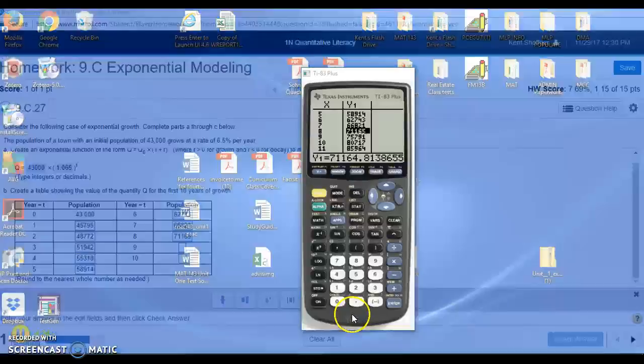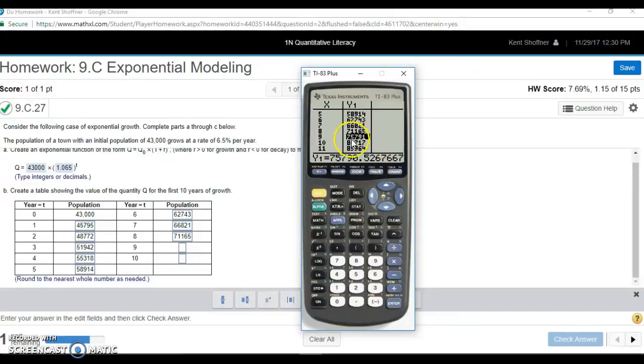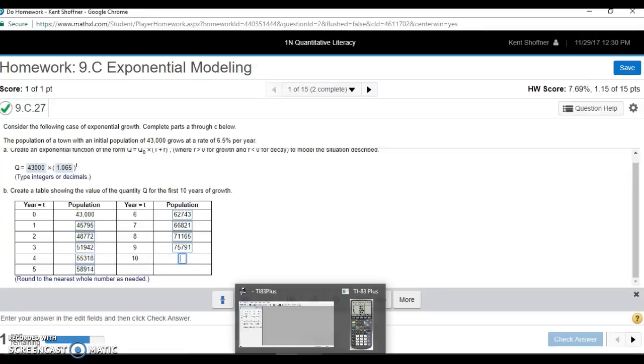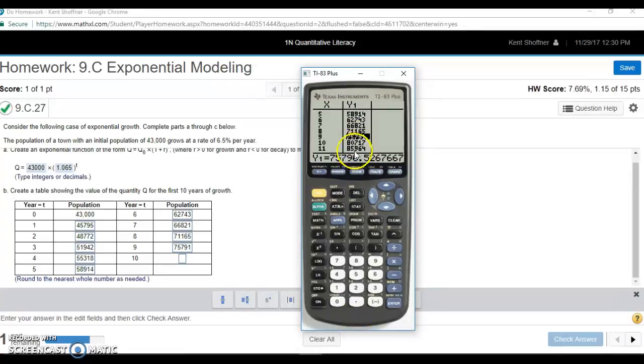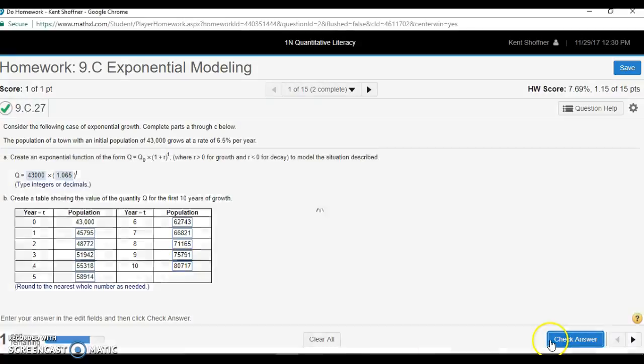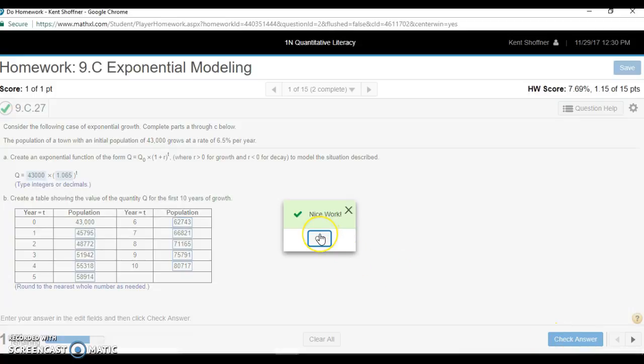We go over here to year 9. Year 9, 75,791, because it's 0.5, so that 0 will change to 1. And then the very last one, year 10. Year 10 is 80,717. And they're all typed in our table.